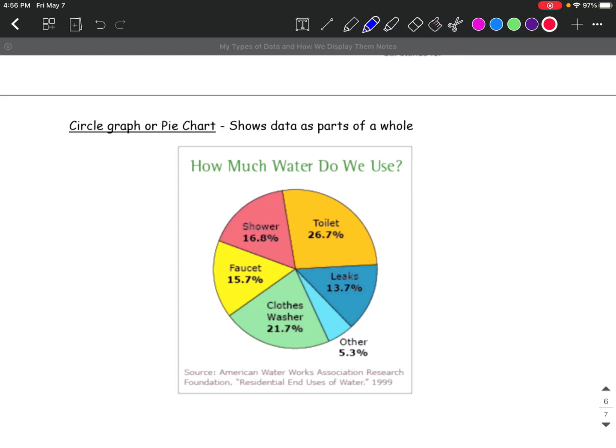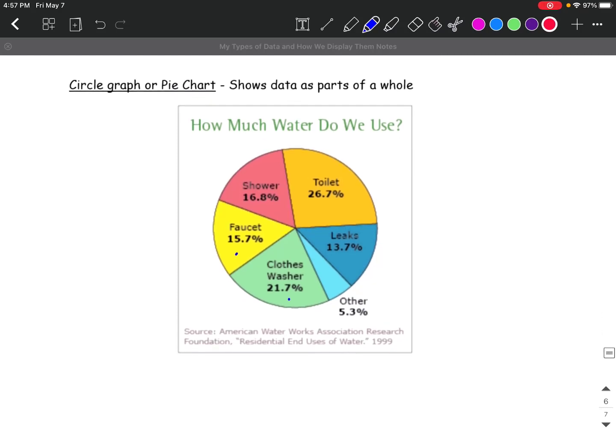You can see that how much water do we use? We use most of it on the toilet, whoever this was. This was the American Waterworks Association Research Foundation from 1999. That most of our water was used by toilets. Then came the clothes washer, then the showers, then the faucets, then leaky faucets, leaks we have, and then other things that we're using, maybe watering the lawn or whatever else we're using, okay? So this is a nice visual representation so you can compare how much of one thing to another thing.